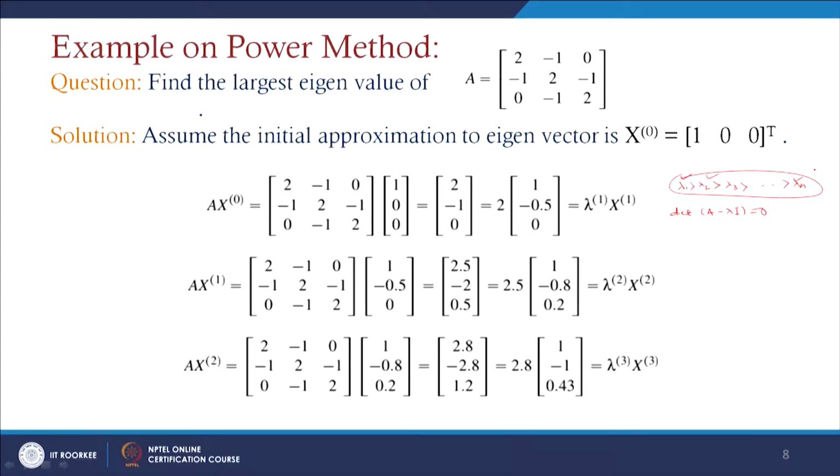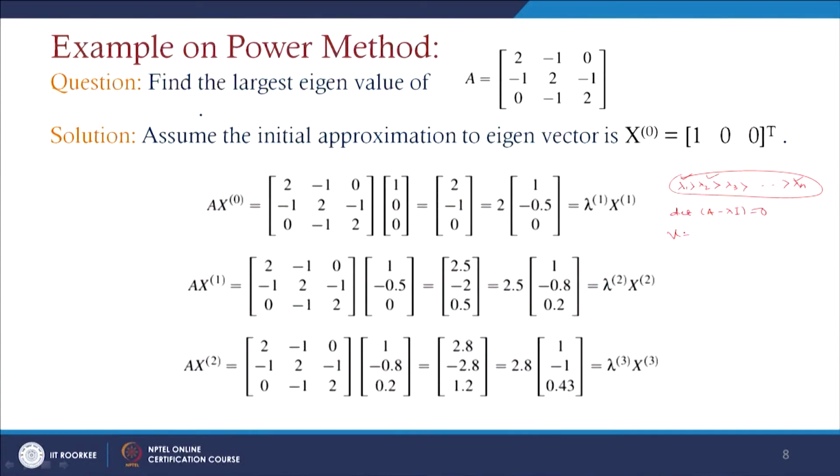And any vector can be expressed as a linear combination, like lambda 1 v 1 plus up to lambda n v n, where lambda 1 is the largest element we have considered. If we pre-multiply this vector V by the matrix A, we can write it as lambda 1 A V 1 plus lambda 2 A V 2 up to lambda n A V n.